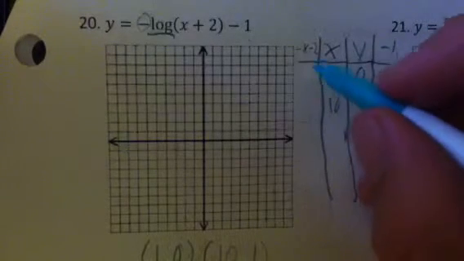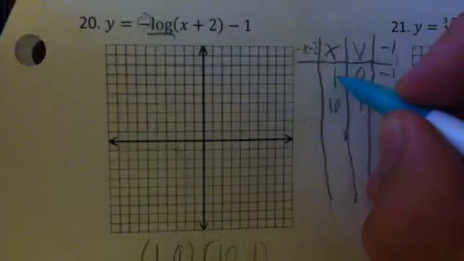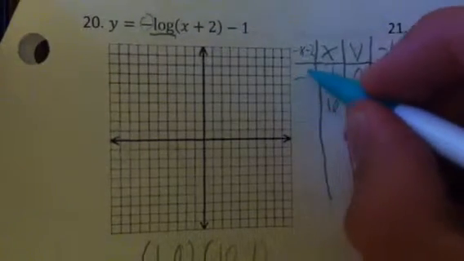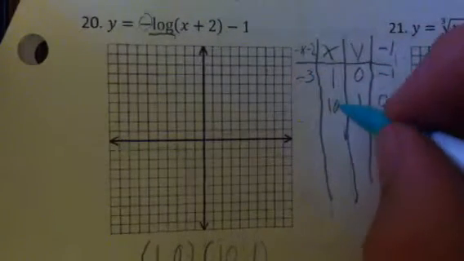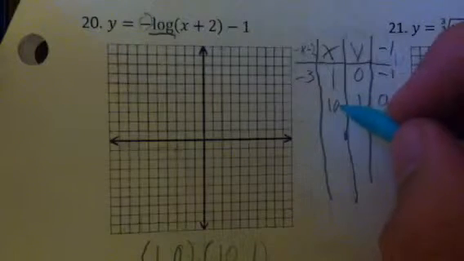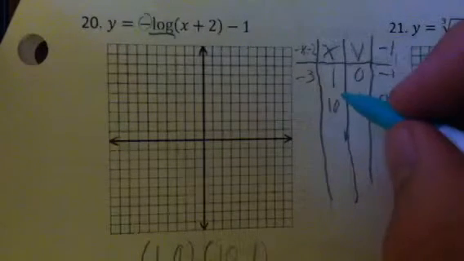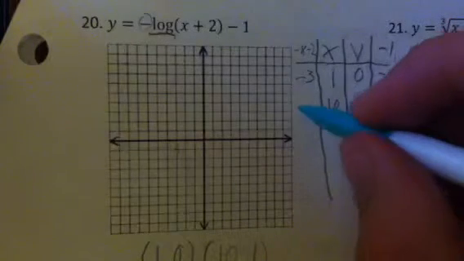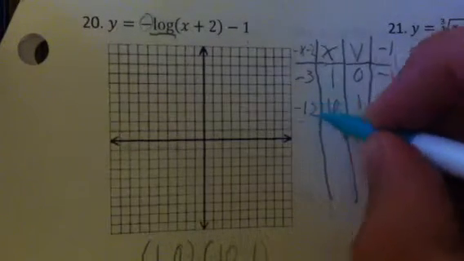Alright, so we now have negative 1 and 0. And over here, the negative x, so we're going to multiply that by a negative. That's now negative 1 minus 2, which makes it negative 3. Same thing with the 10. We are going to multiply it by a negative and then subtract 2. Negative times 10 equals negative 10, minus 2 equals negative 12.